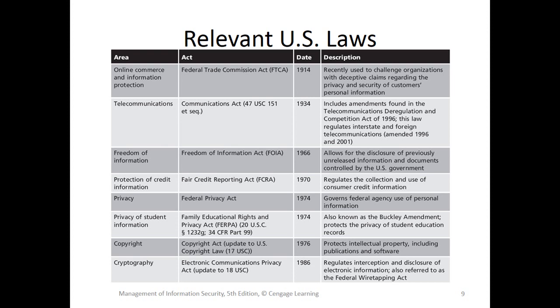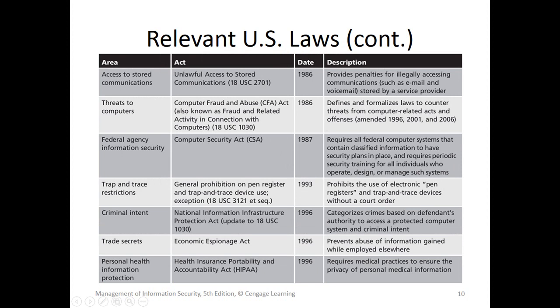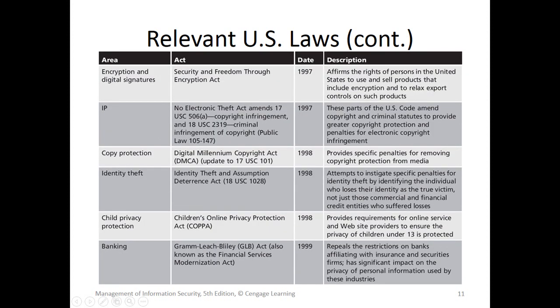As you can see, the copyright areas are there, there's the cryptography, unlawful access to stored communications, the Computer Fraud Act, we've talked about that, the Computer Security Act of 1987, and, I advanced slides too fast. So you're looking at the Security and Freedom through Encryption Act, and then there's the No Electronic Theft Act, amending 17 U.S. Code 506A. Basically these parts of the U.S. Code amend copyright and criminal statutes to provide greater copyright protection and penalties for electronic copyright infringement.